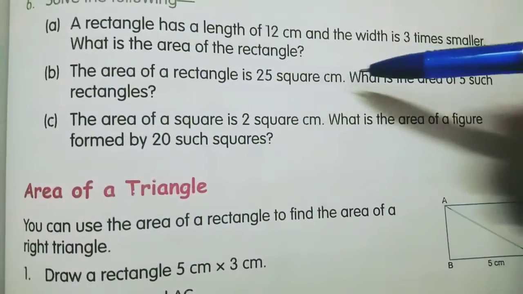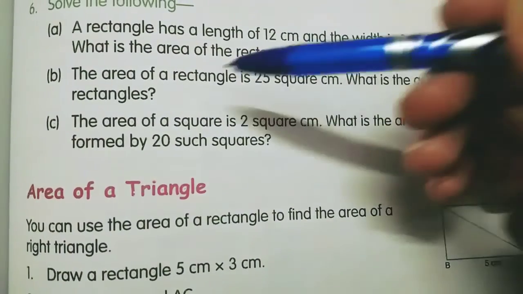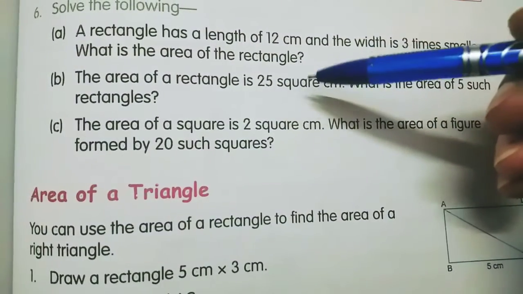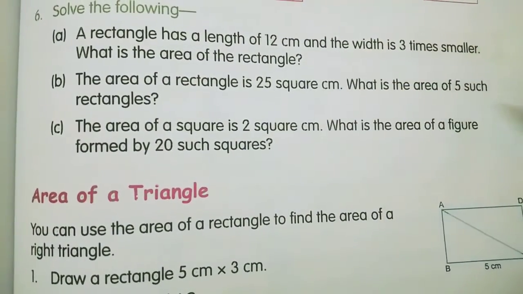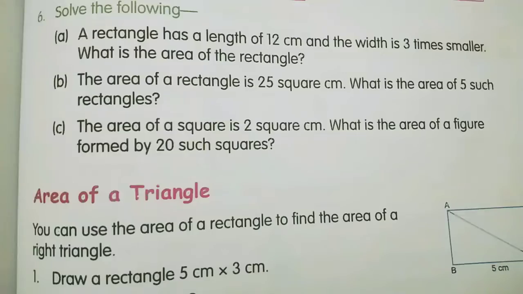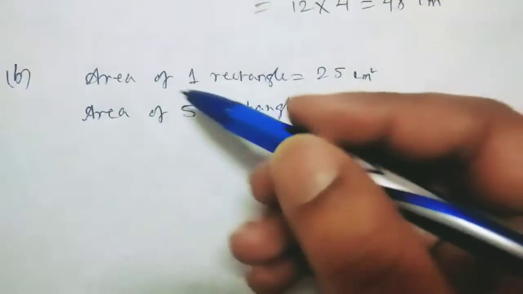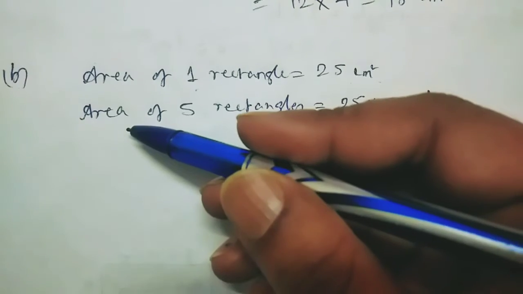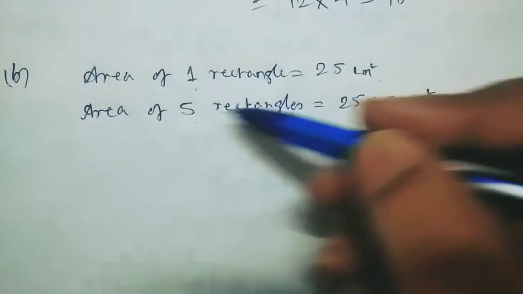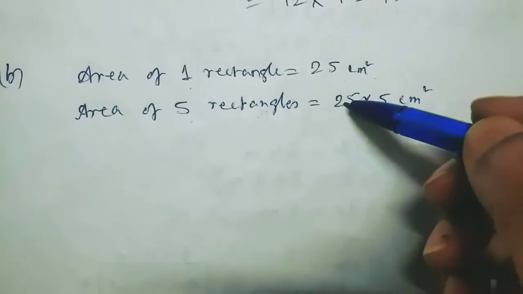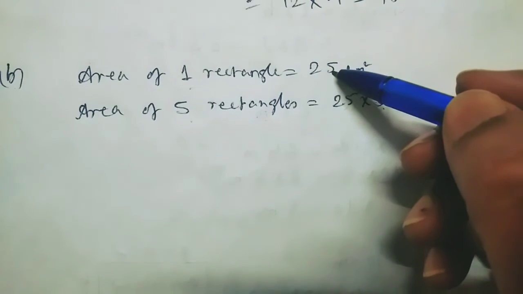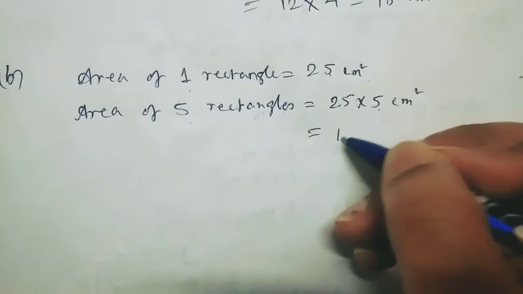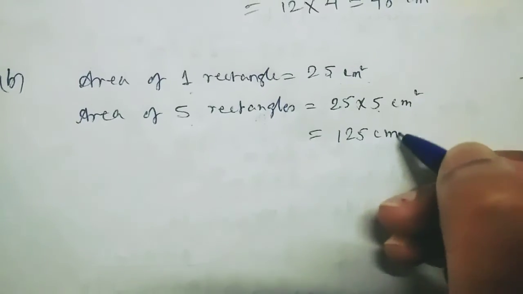The area of a rectangle is 25 square meter. What is the area of 5 such rectangles? The area of one rectangle is given as 25 centimeter square. What is the area of 5 rectangles? So you have to multiply. Area of 5 rectangles will be 25 into 5, because one rectangle is 25. You have to multiply only. So 25 into 5 is 125 centimeter square. So this is the answer.